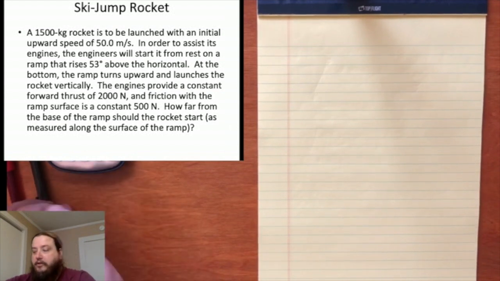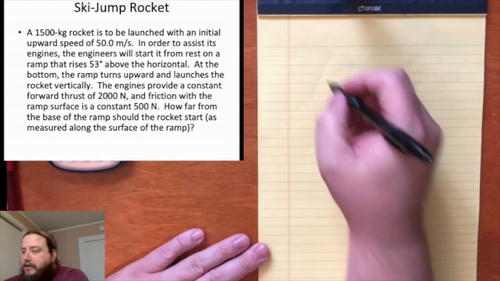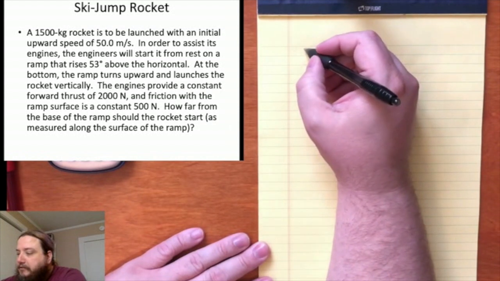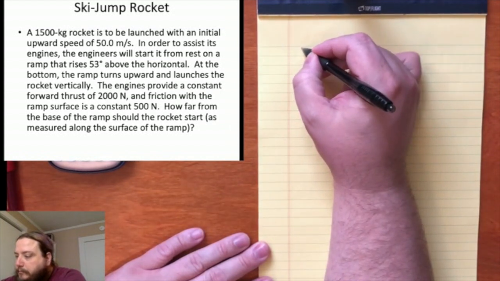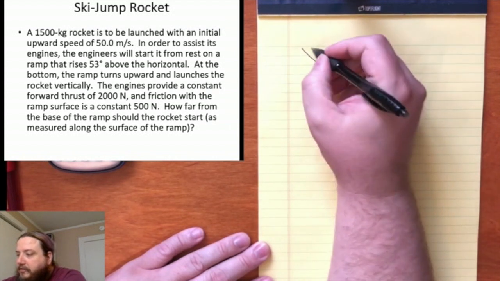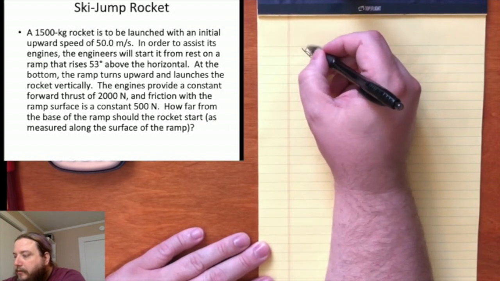All right, so let's draw ourselves a picture and see if we can understand what's going on. This is kind of a Jules Verne-esque version of launching a rocket, but we have a rocket that starts on a long ramp here.